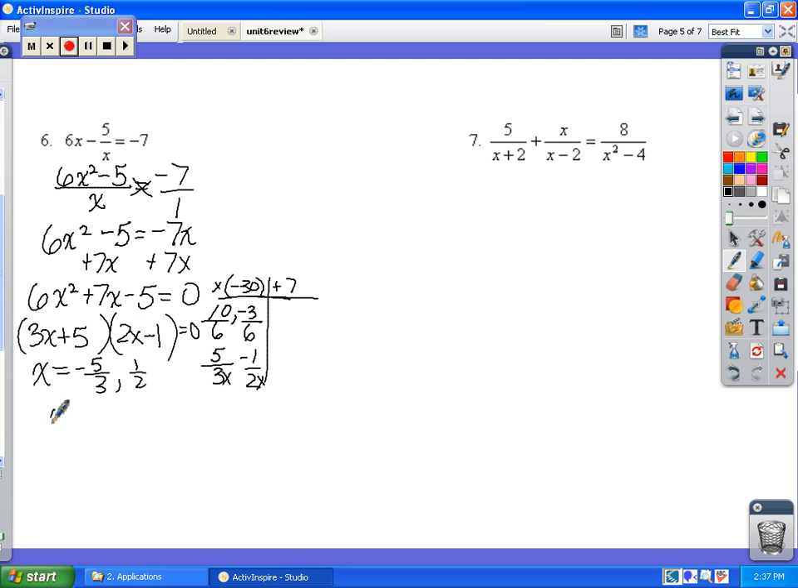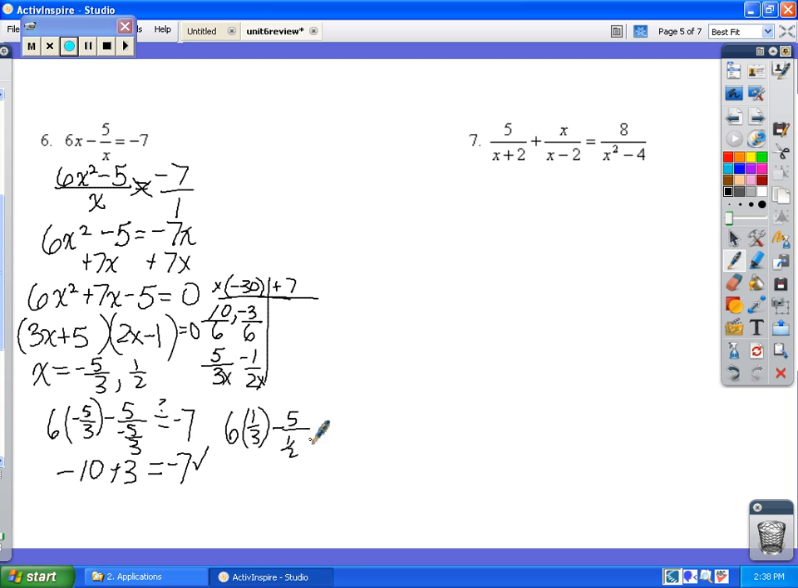Then I check them. Is 6 times negative 5/3 minus 5 over negative 5/3 equal to negative 7? So this is basically going to be negative 10. 6 times negative 5 is negative 30, divided by 3 is going to be negative 10. This is going to be positive 3. So is negative 10 plus 3 negative 7? Yes.